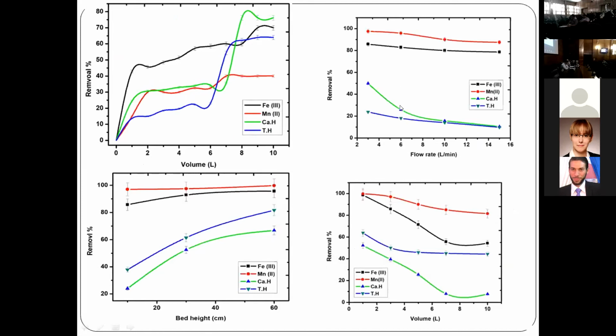Also, when the flow rate was increased, the removal decreased due to the short contact time between the exchange sites and the ions in the solution. So the lower flow rate is better. Also, when the bed height was increased, we found that the adsorption is very high.